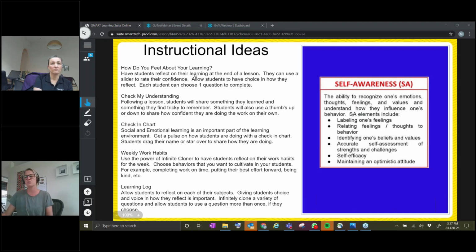So look, we're going to go through a couple of the instructional ideas we've got today that we'll tap into, like how you're feeling about your learning or checking for understanding. There's a cool check-in chart as well, or something like a weekly work habit or a learning log, which might be tacked on to something at the end of a series of lessons.